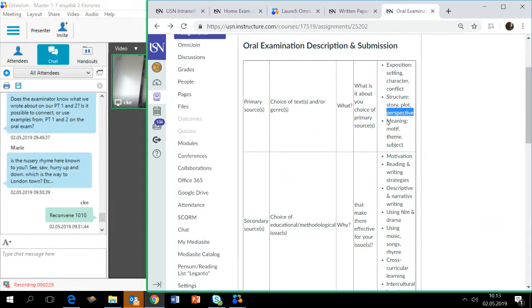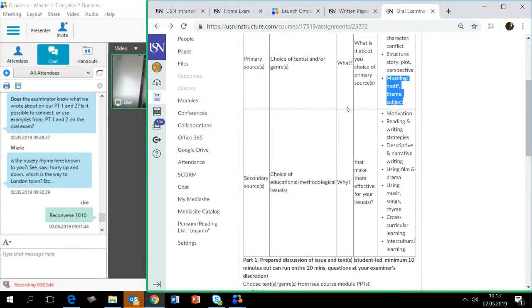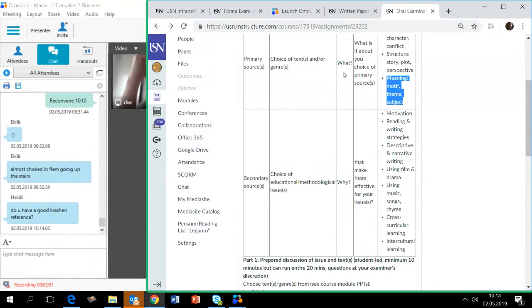Thirdly, when I look at cultural texts, I think about meaning. I quoted Krashen saying that all we're after is meaning in terms of language, and there I focus on motif, theme, and subject again, which you could see across your texts. Part 2 of your problem statement is the what and the why. What is it about that?